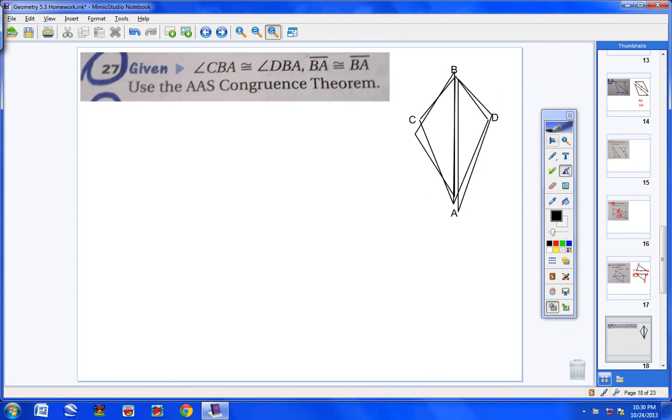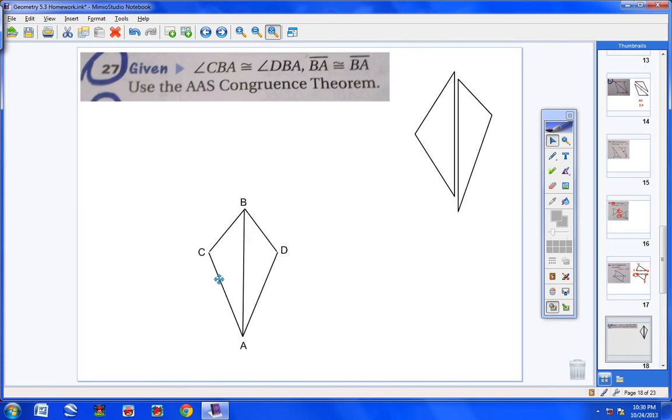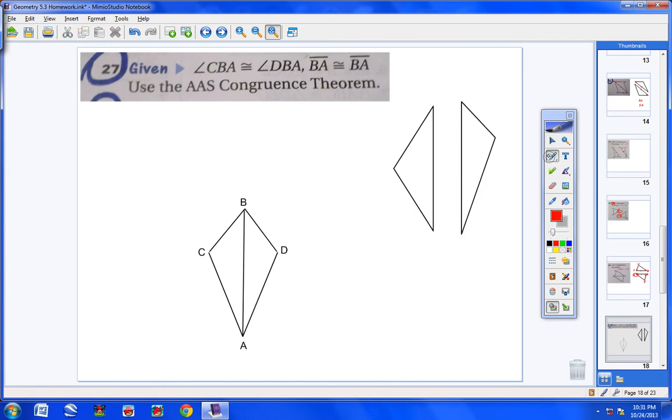And you can tell I get decently sloppy. I'm not trying to make it perfect. I just want you to see the two triangles split up. Okay, here we go. CBA, B, A, B, D, A. Now, we know that CBA, this angle here, is congruent to DBA, this angle here. We know this side is congruent to this side.